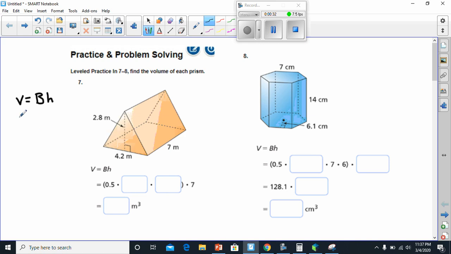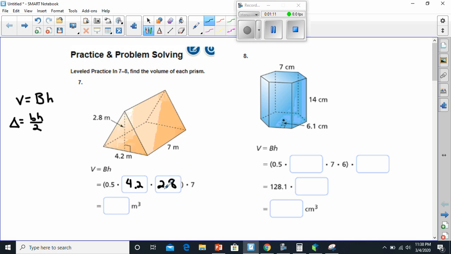This time we have a triangle, and the formula of a triangle is base times height divided by 2. This will give us the base of this prism. Right now we could say that divided by 2 is the same as multiplying by 0.5. The base of this triangular prism, we know it's a triangular prism because it has triangles on each side. And we know that the base is 4.2 and the height is 2.8.